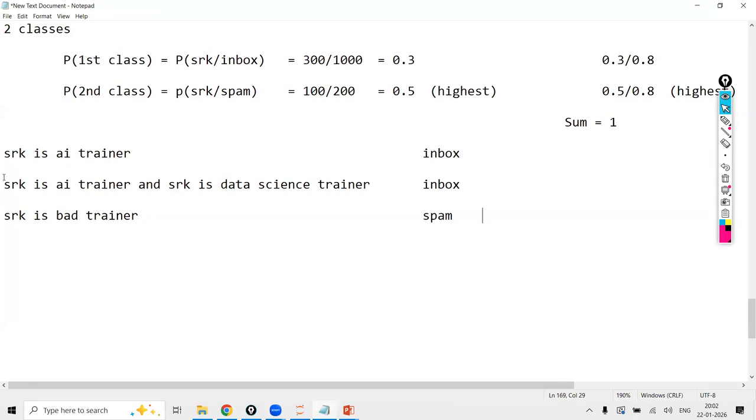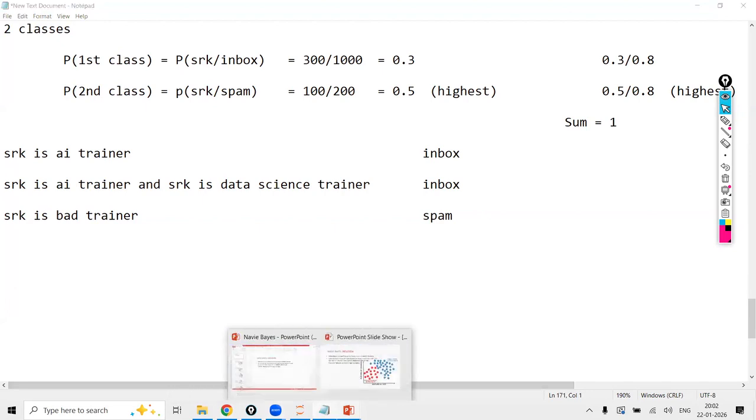3 of them are inbox. 3 out of 4 are from the inbox. 1 out of 4 is from the spam. Is the point clear? The same word might be repeated multiple times also. You just have to calculate the total number of times.